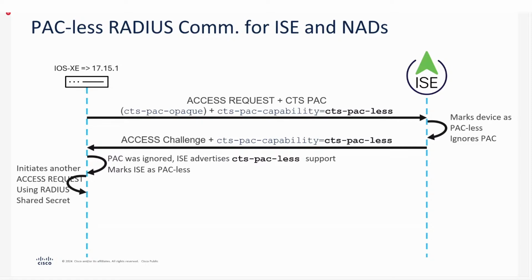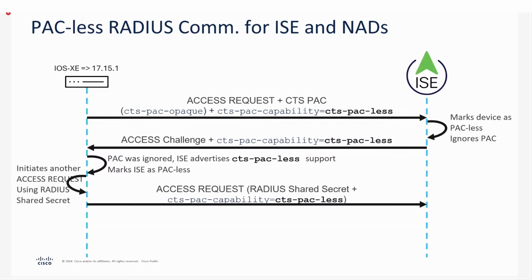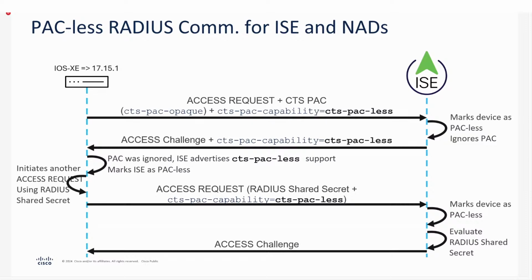So another access request is sent using a RADIUS shared secret. So now instead of using a PAC, we're using a RADIUS shared secret to establish the communication. So that's sent, including the PAC-less attribute. And then ISE marks that device as PAC-less, didn't have a PAC with it this time, so it just marks it as PAC-less permanently within ISE itself. It evaluates the RADIUS shared secret, sees if it matches with the network device that's already been added to ISE, and then it sends that access challenge back, and then your authentication, your authorization happens after that.